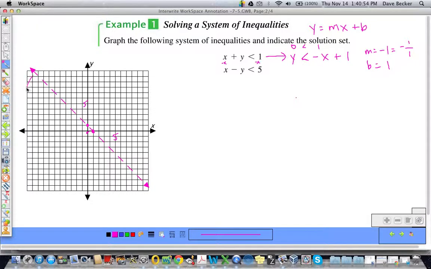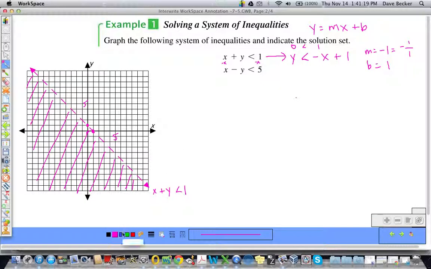So that means all the solutions to this inequality are on the same side as my test point, because when I tested my point, the inequality made sense. Okay? So I'll label this x plus y less than 1. That was the original inequality right there.